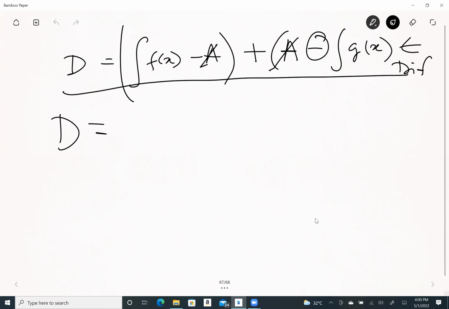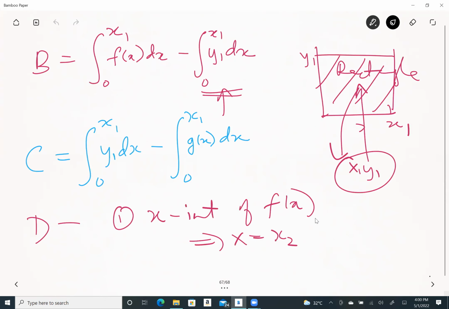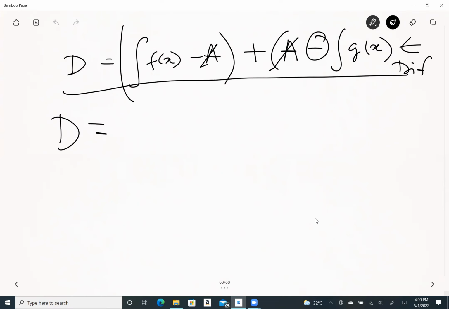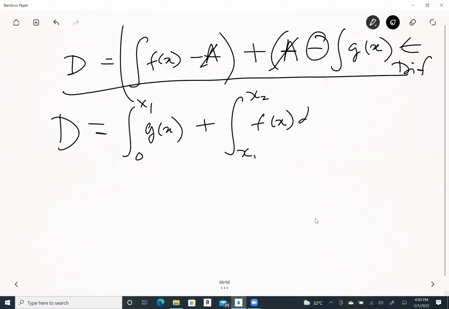So the more direct one is the area under G from 0 to x1, G of x, plus the area from x1 to x2 under f of x. Oh, I forgot the dx. So if you want to do it from here, it is confusing and difficult. You have to do plus, minus, minus, plus. We should have got minus, plus, right? So maybe you check again. So this is simpler.